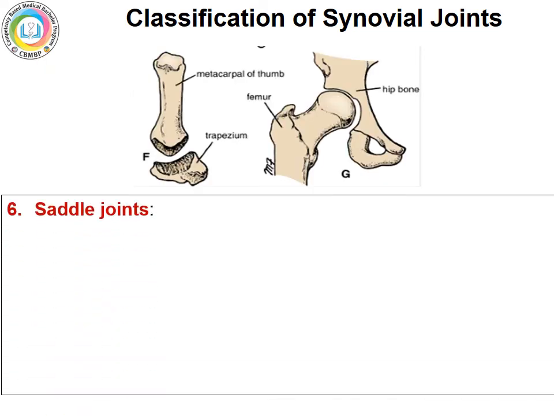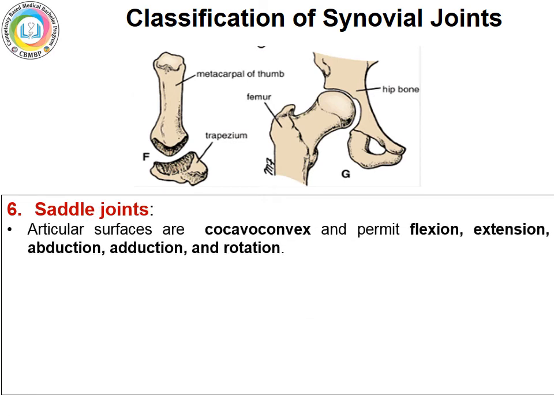Another type is a saddle. In the saddle joint, the articular surfaces are concavo-convex. This means that in one bone it is concavo-convex, and in the other bone it is also convex-concave. This permits flexion, extension, abduction, adduction, and also rotation. The concavo-convex shape allows rotation, like carpometacarpal joint of thumb, the joint between the carpal bone and the metacarpal of the thumb.